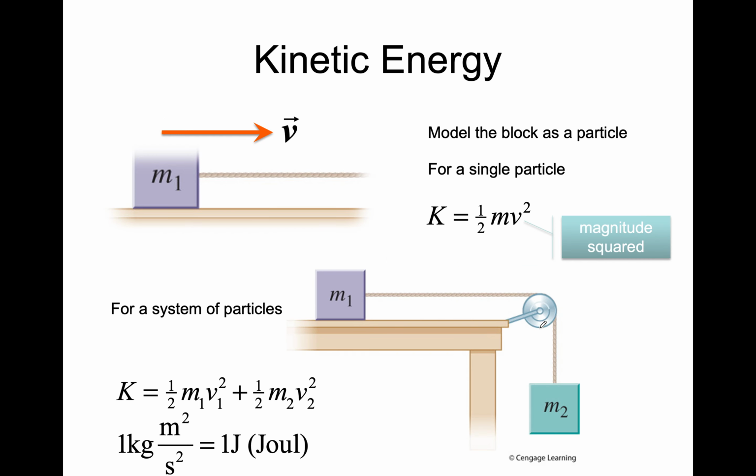If we have a system with a particle m1 and a particle m2, moving at velocities v1 and v2, then the kinetic energy of the system would be the sum of the kinetic energies of the individual particles. The kinetic energy of this one would be 1/2 m1 v1 squared. The kinetic energy of this one would be 1/2 m2 v2 squared. Of course, if they are connected by a string, they should have the same velocity.